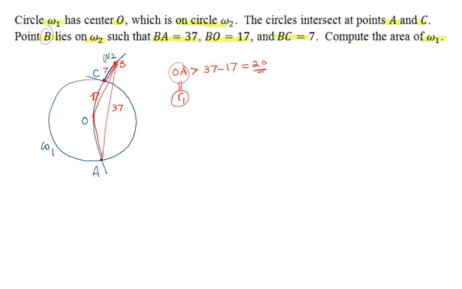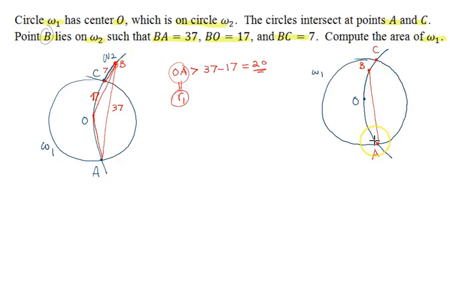So let's draw the picture one more time, but this time with the correct configuration. So we have our circle omega 1, and that's the center of our circle here, O. And then we have another circle omega 2, and it intersects our circle at 2 points, namely A and C. But we just established that B must actually lie inside our circle. So B is somewhere here. So again, we know that line segment BA is equal to 37. BC, this one is 7. And finally BO, this segment here, is 17.